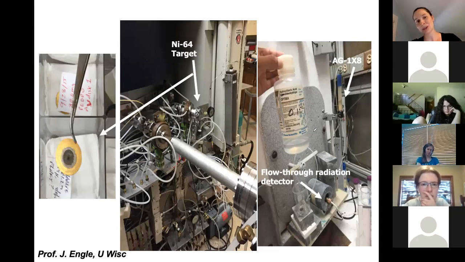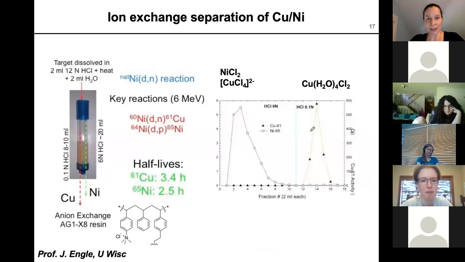The challenge now is going to be to separate nickel 2+ from copper 2+. Those are the two elements that we're trying to separate. So the nickel is the target material. The copper is the isotope that we're interested in. Both come in a 2+ oxidation state, but now that we are in the transition metal region, we can take advantage of the very different coordination chemistry of these two different elements. So here's an example for a separation that's done using ion exchange for copper and nickel.